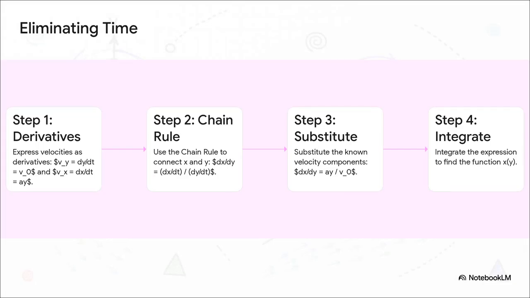Well, here's our secret weapon, the chain rule from calculus. It's the perfect tool for this exact situation. It allows us to create a bridge between the change in x and the change in y. By dividing dx by dt by dy by dt, the dt's effectively cancel out, leaving us with a beautiful, clean differential equation that relates x directly to y. It's a really elegant move.